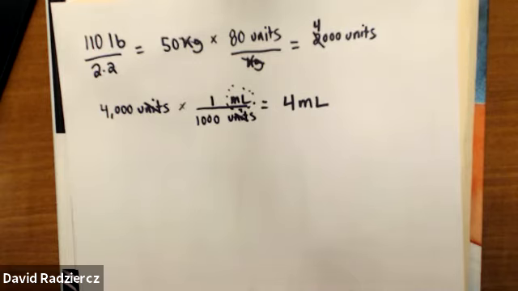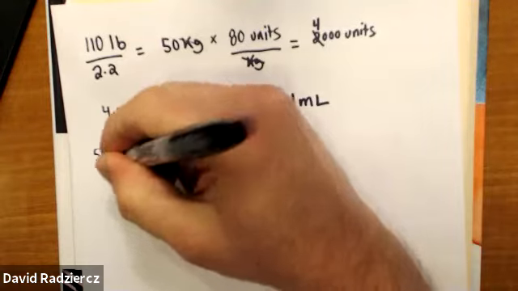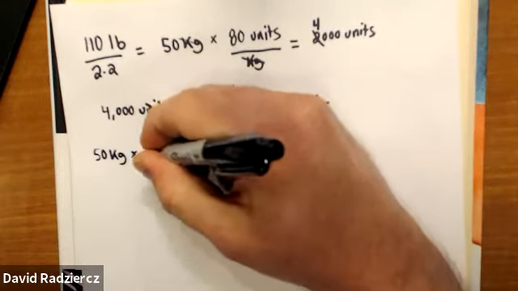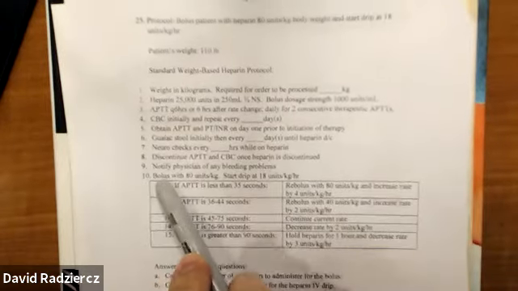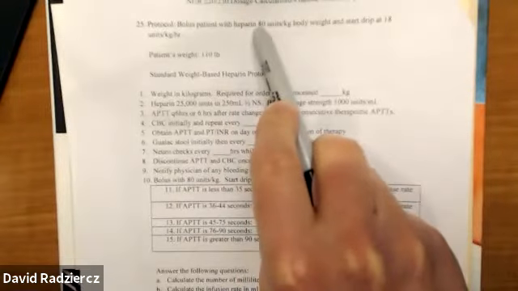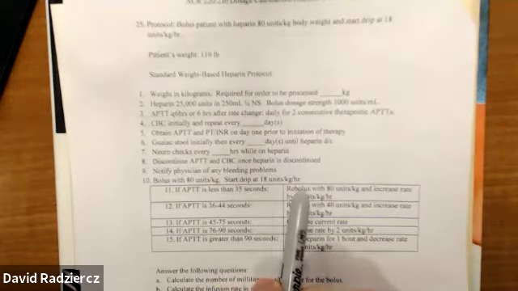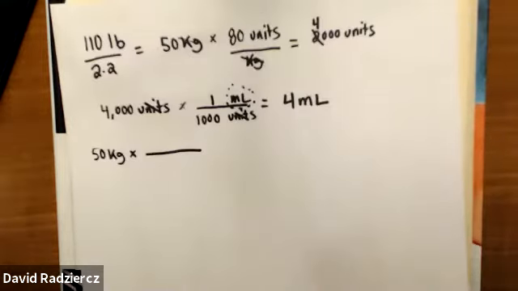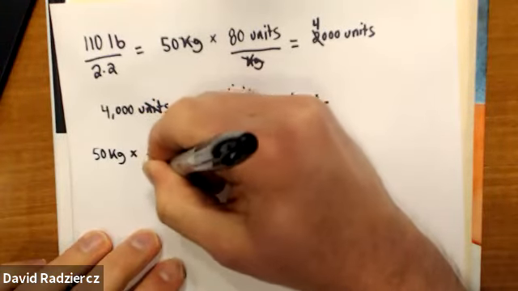Now, part B. Now we're going to do a drip rate. Same patient, same weight, 50 kilograms, times, going back to step 10. Remember, the same information is listed at the very top of the protocol as well, so it's repeated. Start drip at 18 units per kilogram per hour.